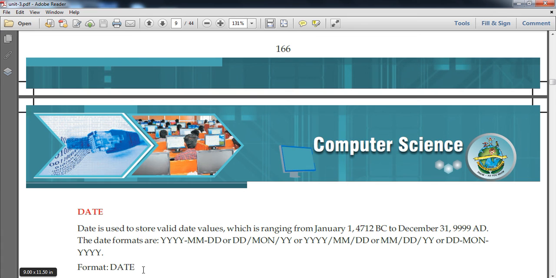So students, whenever we practice how to create tables in a database, at that time we will use these data types for our use.